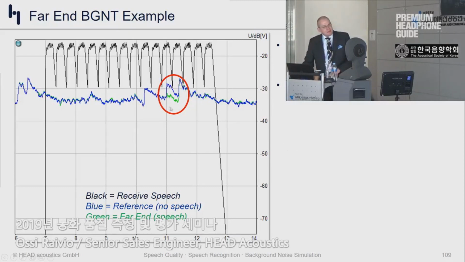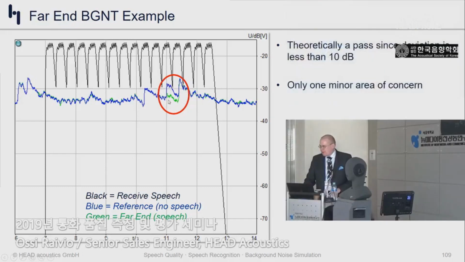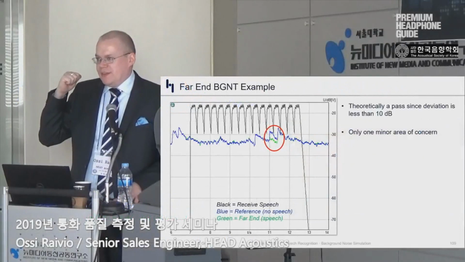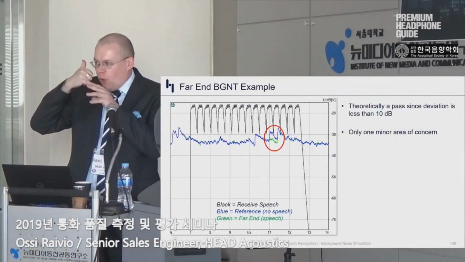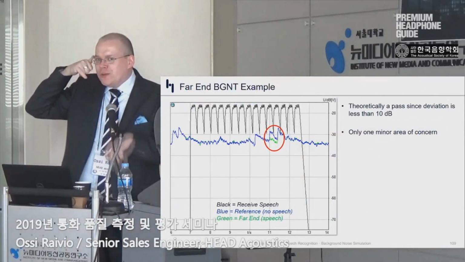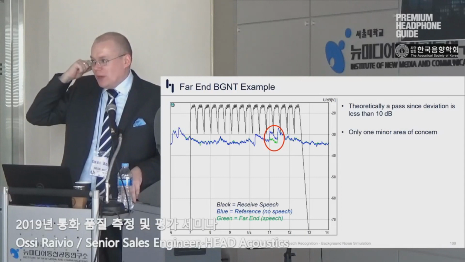Here you can see a small difference in the background noise transmission. But this is just one small glitch, and typically we say if it's less than 10 decibels, it's okay. Because you have to remember, it's the landline subscriber where we are looking at this. So when you are talking, you're not so sensitive to the changes in what you hear.